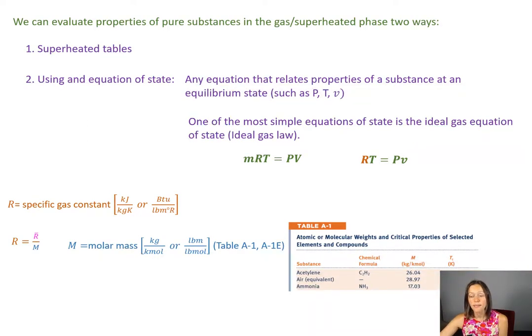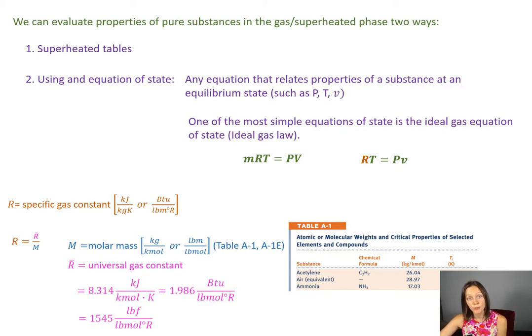The molar mass is in terms of kilograms per kilomole or pound mass per pound mole, and those values can be found for various substances in Table A1 and A1E. R bar, your universal gas constant, is just a constant, just a number. These numbers are at the very bottom of your conversion factor sheet, so you'll have that accessible to you on a test. Those first two values, 8.314 kilojoules per kilomole K and 1.986 BTU per pound mole degree Rankine, are probably going to be the ones that you use the most, but there's another one on there as well if you need that.